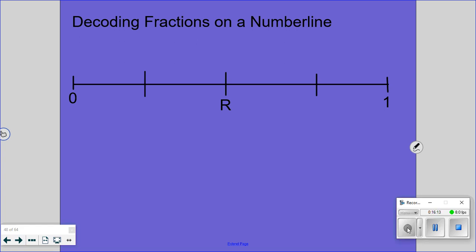What am I counting by on this number line? Marley, what am I counting by on this number line? I'm counting by fourths. How many fourths did it take to get to R? 2 fourths. It took how many fourths, Kelly? 2 fourths. 2 fourths.